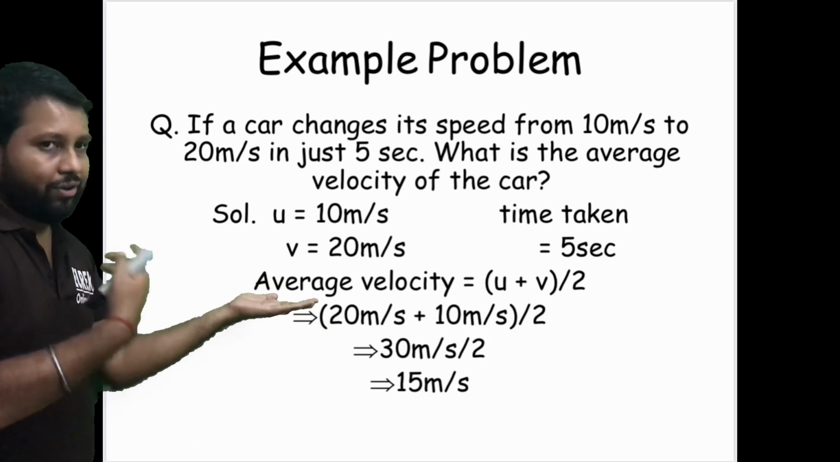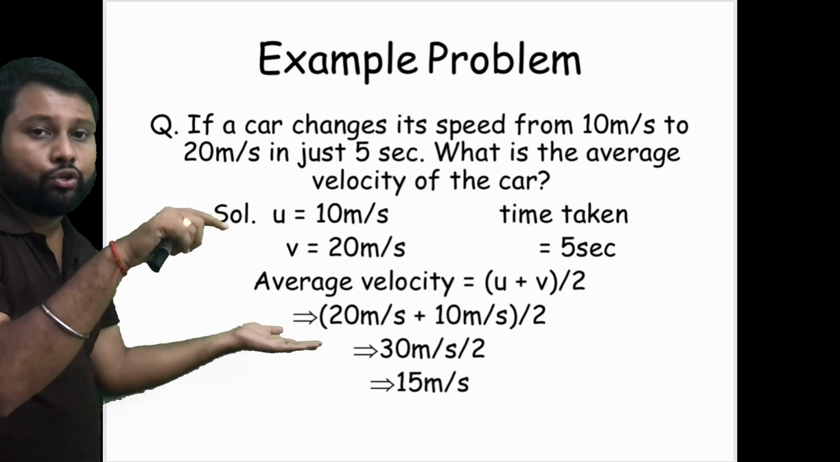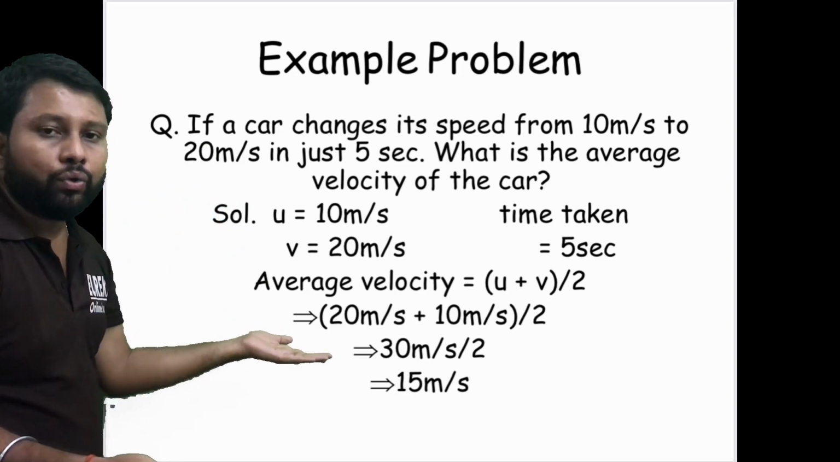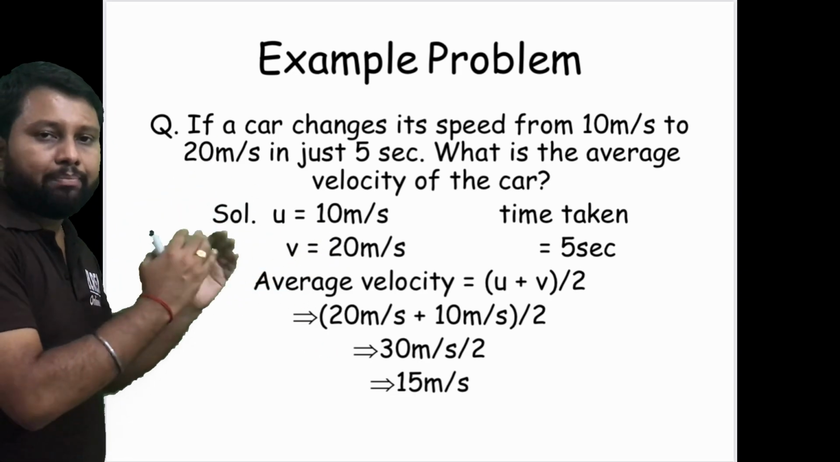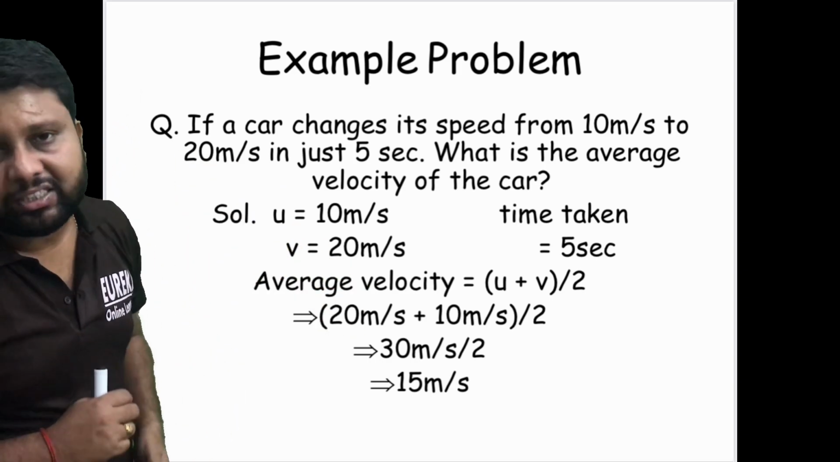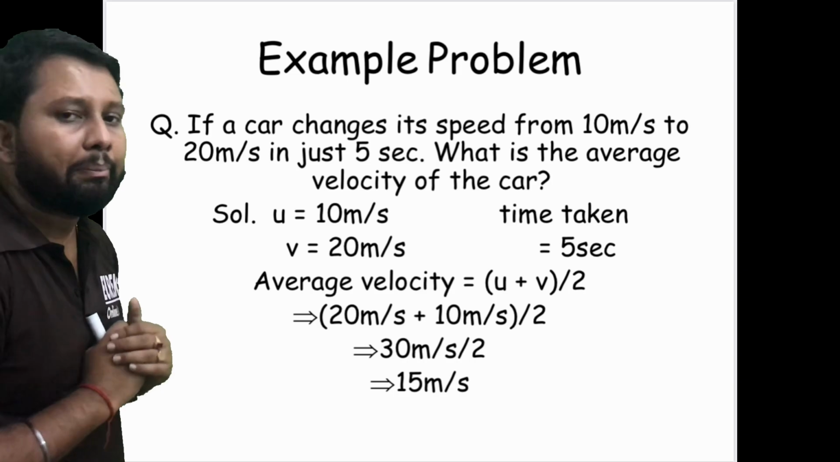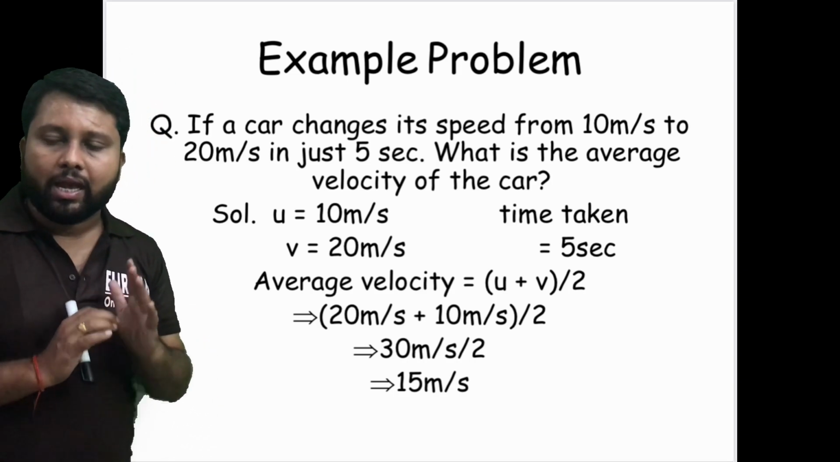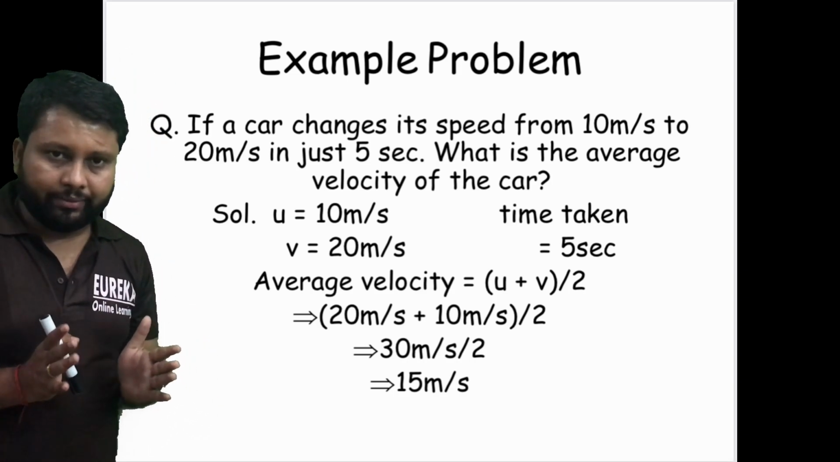Now we will use the average velocity formula. Average velocity is equal to u plus v upon 2. U plus v means 10 plus 20 upon 2, that will be 30 upon 2. The average velocity will be 15 meter per second. Okay.